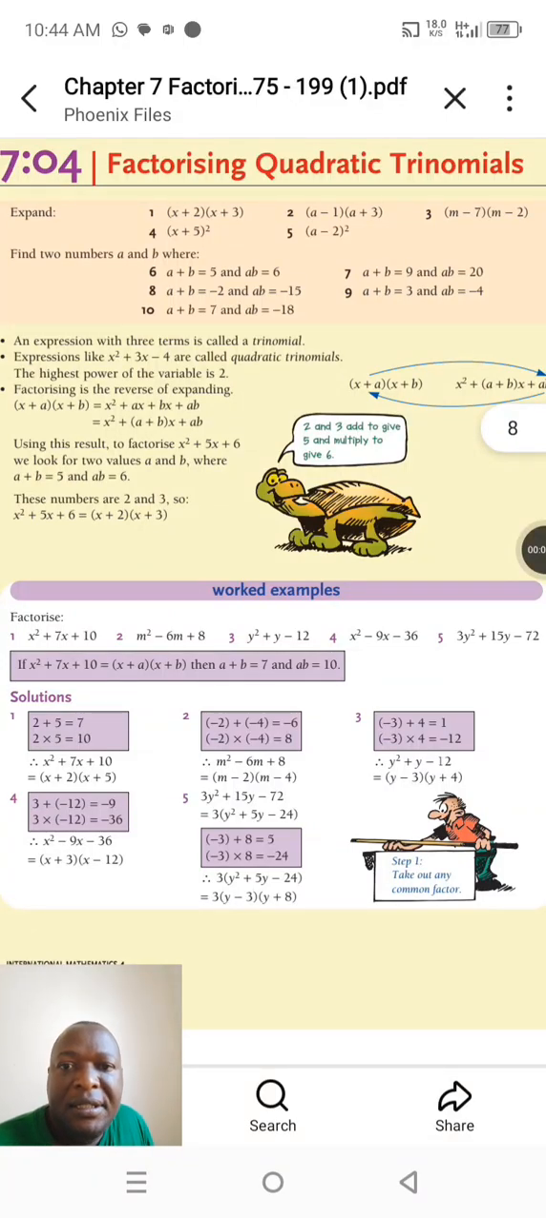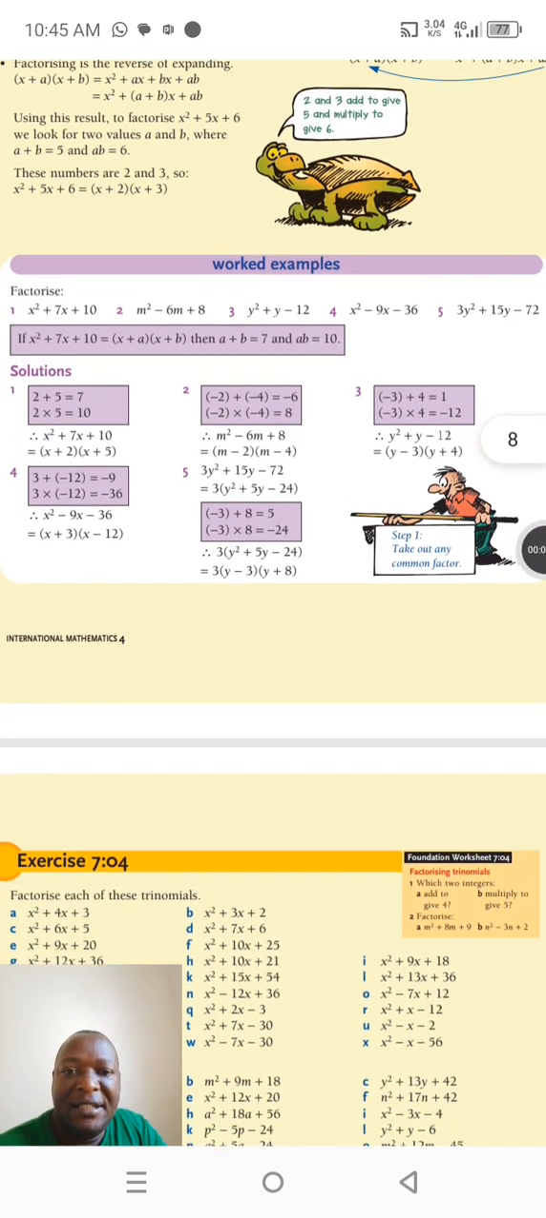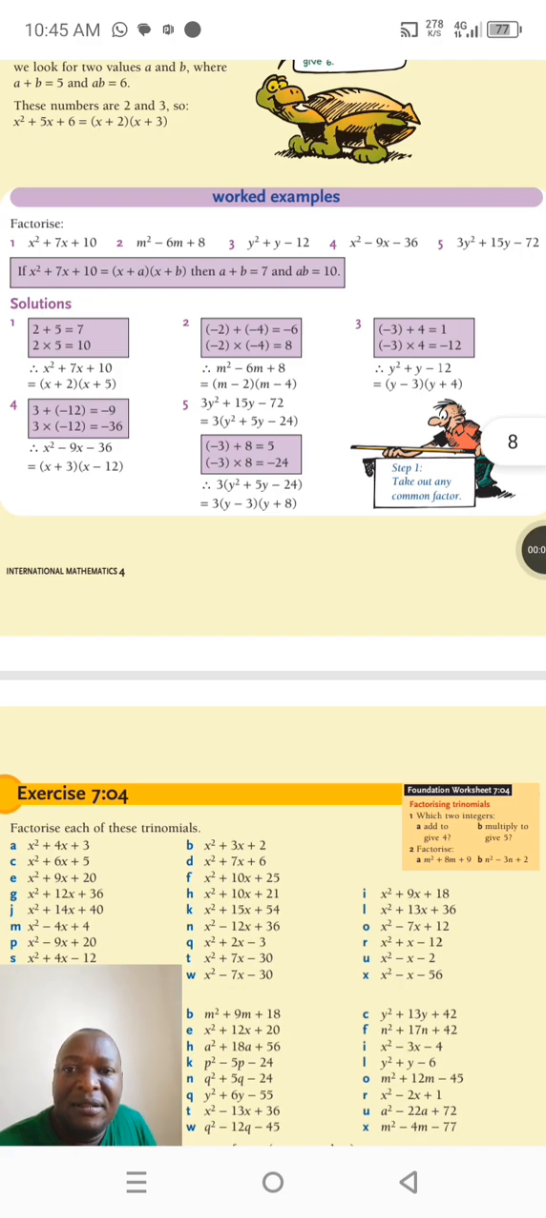Hello students, welcome to today's lesson presentation in mathematics on factorization, with a specific focus on factorizing quadratic trinomials. That means a quadratic expression with three terms, as indicated in worked examples, with the question that reads: factorize question 1, x squared plus 7x plus 10.